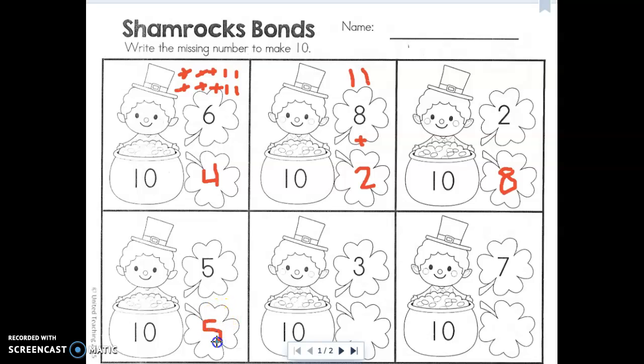Okay. I've given you a couple of different ways to solve these number bonds. I'm not going to do the last 2 for you because I'm hoping that you can go ahead and do those on your own. And there's also another number bond sheet on the back of this.